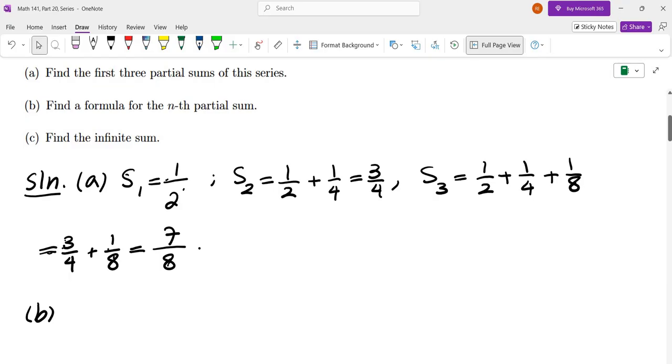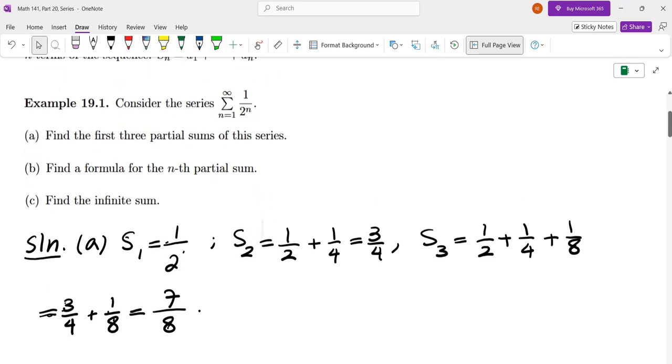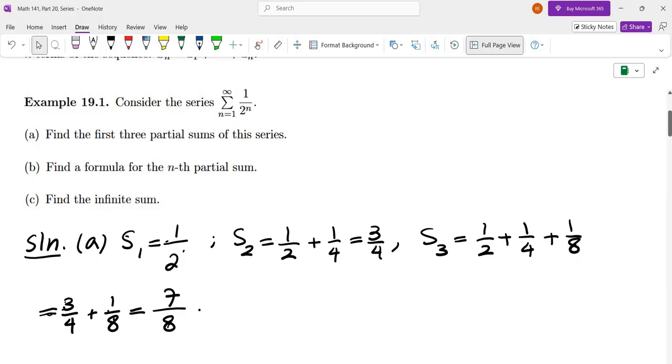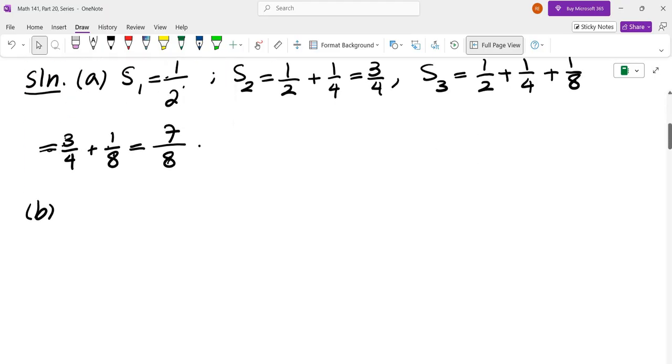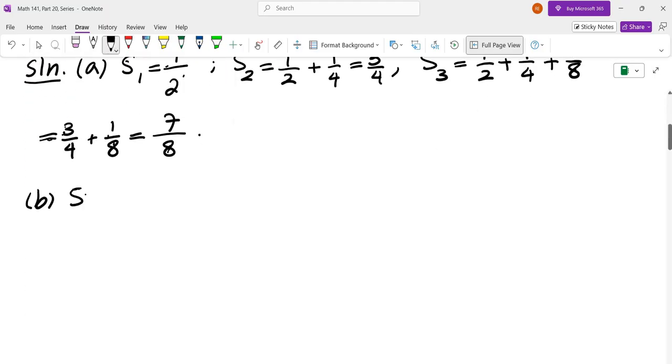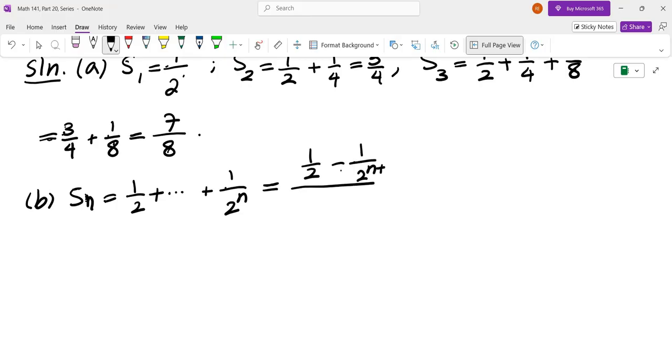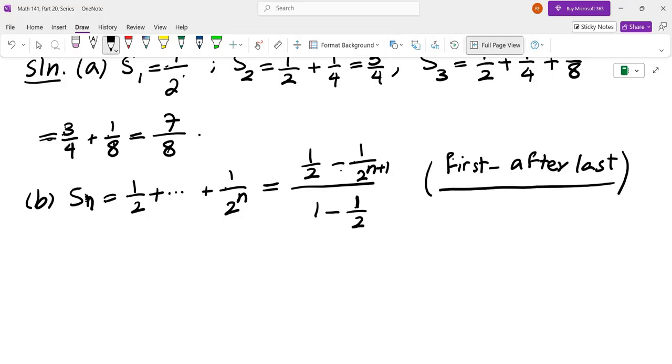The second part of the problem is asking us to find the formula for the nth partial sum. Now, if you look at this sum, these are terms of a geometric sequence. So we know how to find the sum of terms of a geometric sequence. The sum of the first, second, all the way to nth term of a geometric sum is the first term minus the term after last divided by 1 minus common ratio. So the formula is first term minus after last divided by 1 minus common ratio.